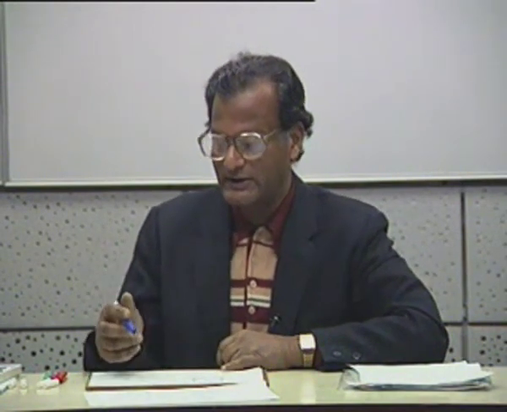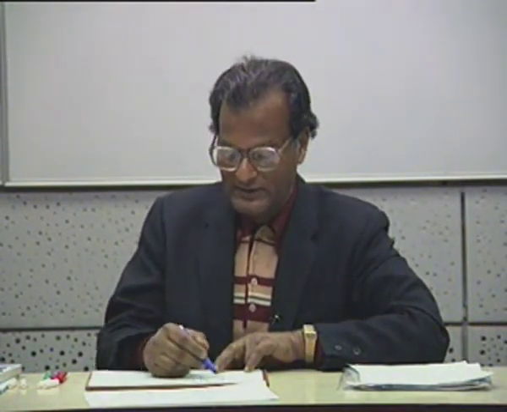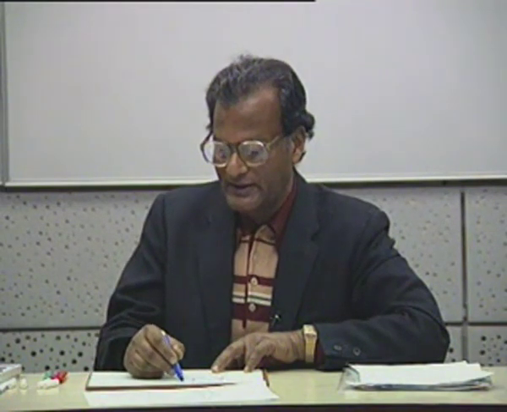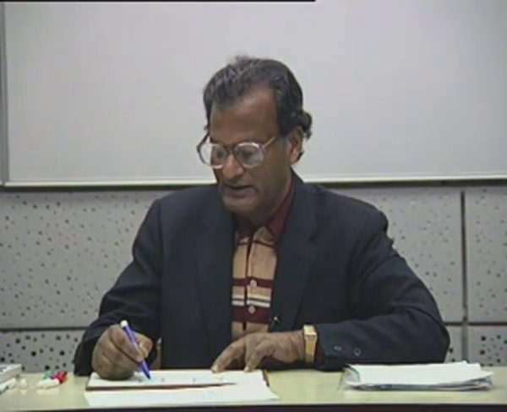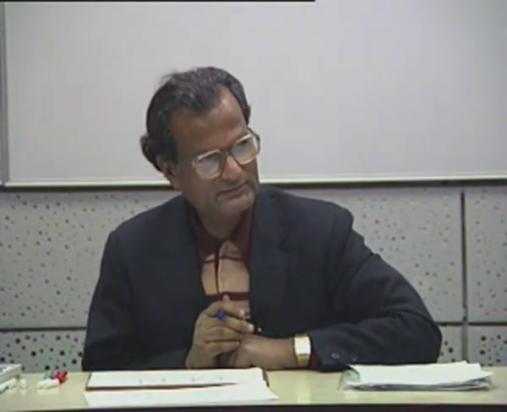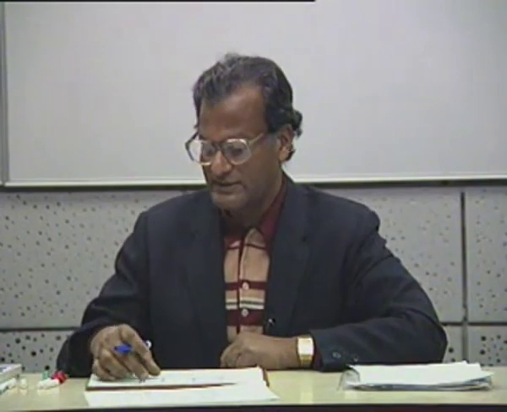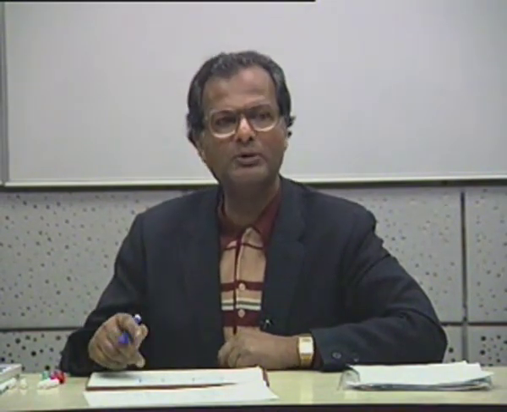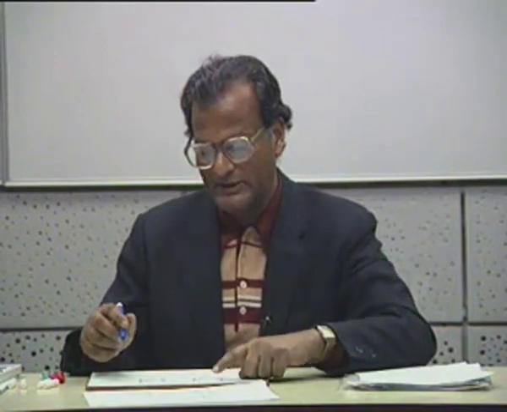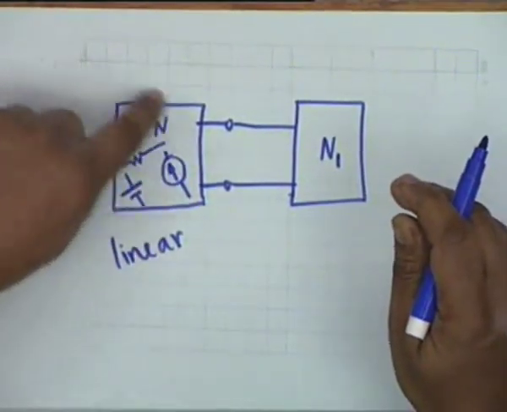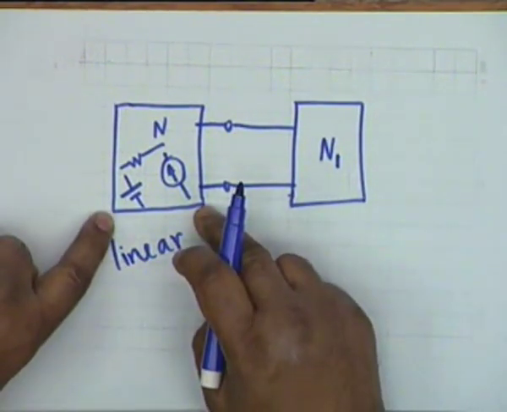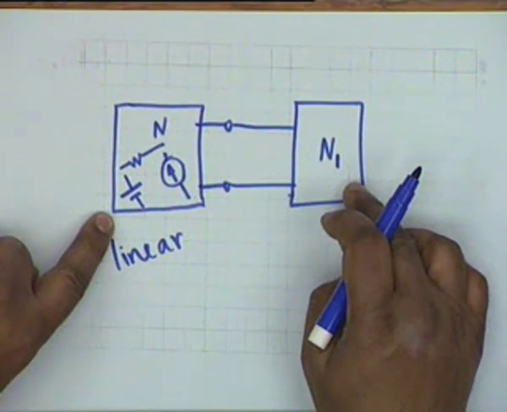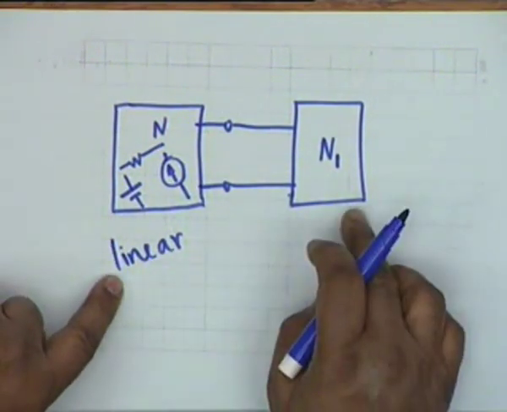Thevenin's theorem says that if there is a network N which is linear connected to another network, let's say N1, which could be either linear or nonlinear, it doesn't matter. N1 is an arbitrary network which is also a one port, and capital N is the one port which drives N1. That is, capital N is the driving network and N1 is the driven network. This is driving and this is driven.